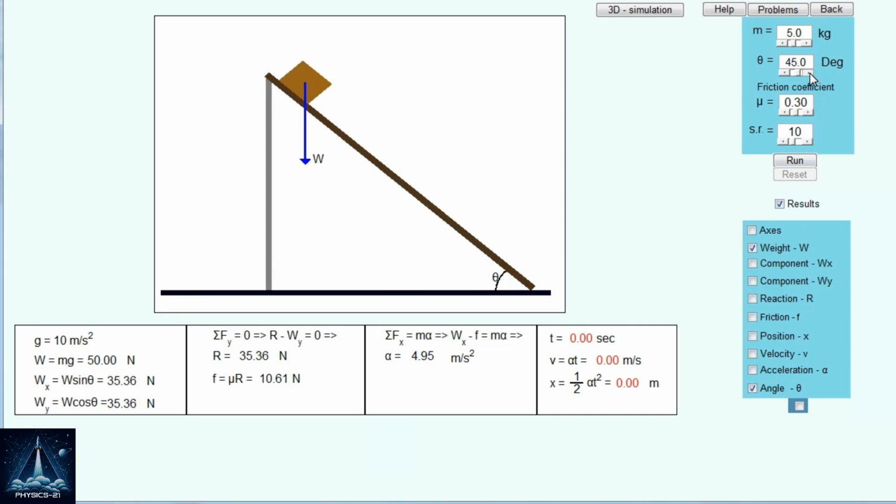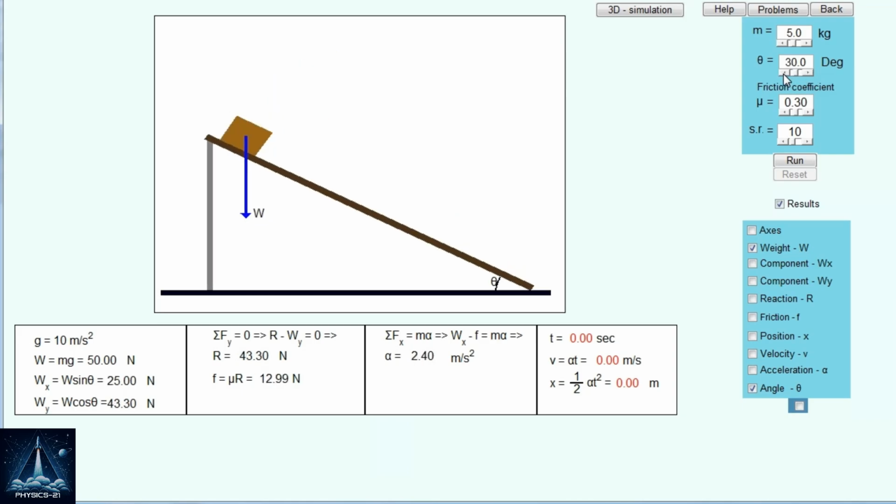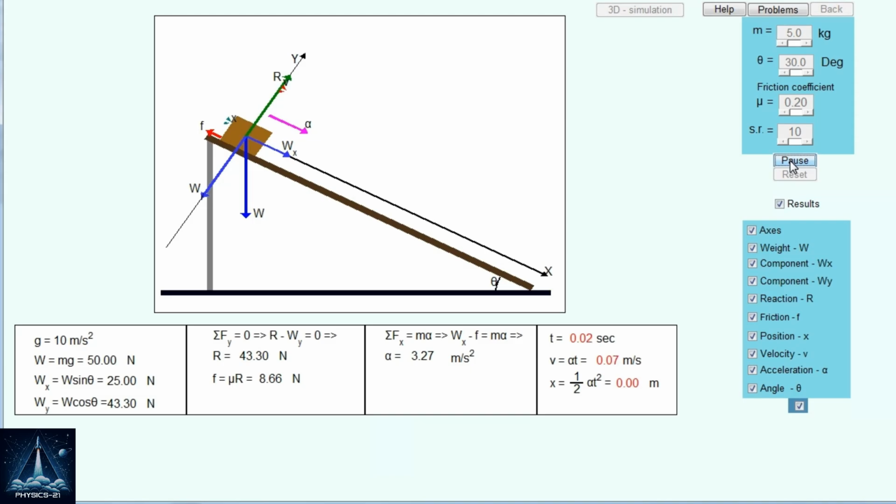The parameter theta denotes the angle of the inclined plane. The parameter μ denotes the coefficient of friction between the object and the inclined plane. The parameter SR, simulation rate, indicates the rate of the motion simulation.